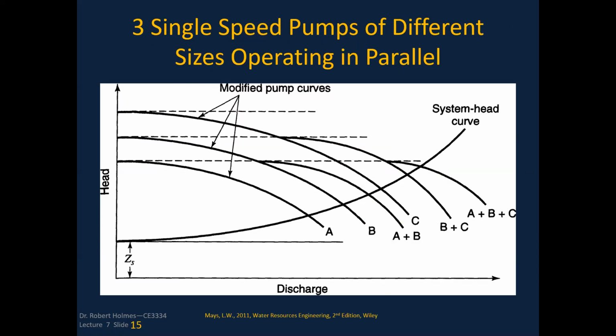And then if I throw on top of that, I get some variable speed pumps where I've got 3 single speed pumps of different sizes. And then I operate those in parallel. You can see that I've got to modify my pump operating curve such that I have all these different potential operating points for those 3 particular types of pumps.